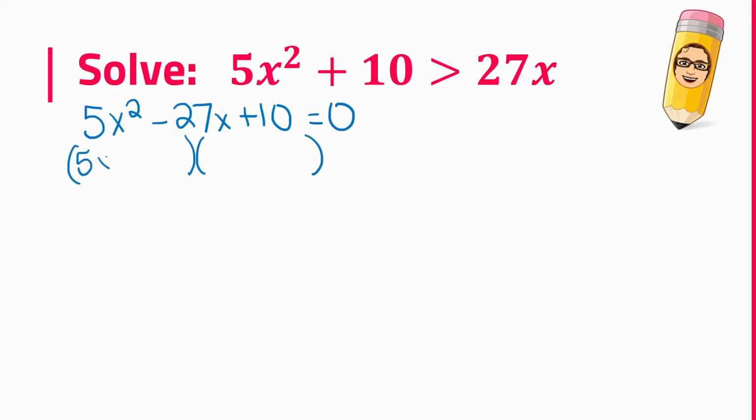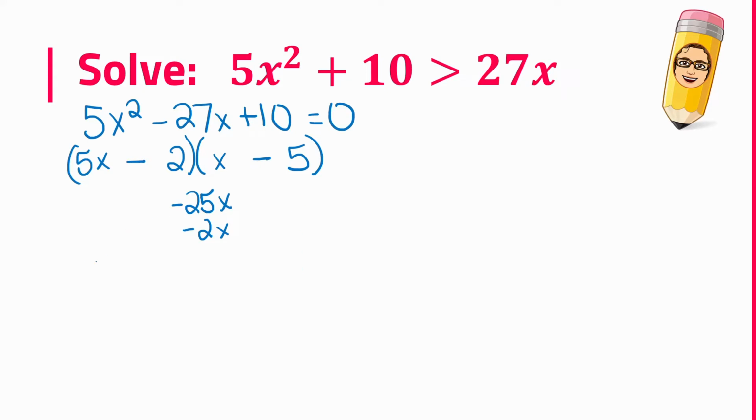Well, it's got to be a 5x and an x, right? Because that's the only way to make 5x squared. To make 10, 5 and a 2. 5x times 5 is 25x. 2 times x is 2x. Ooh, 25 plus 2 is 27. If I make them both negative, I'll get that negative 27 that I'm looking for.